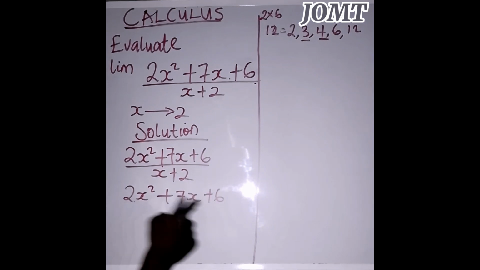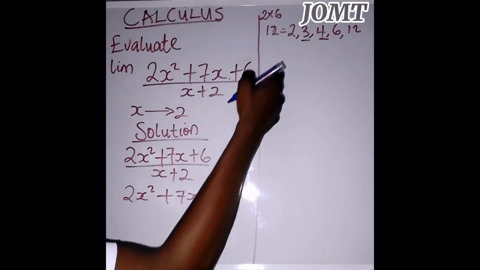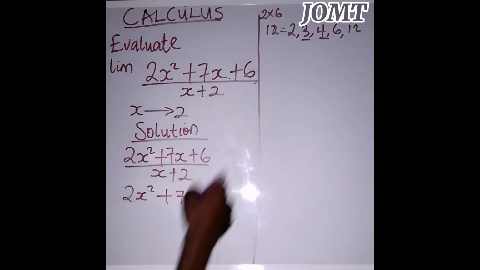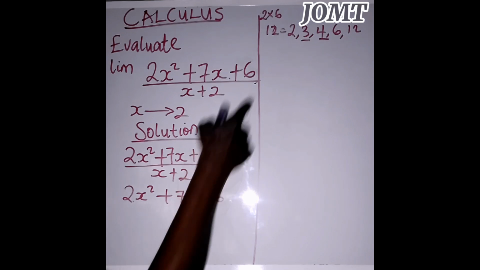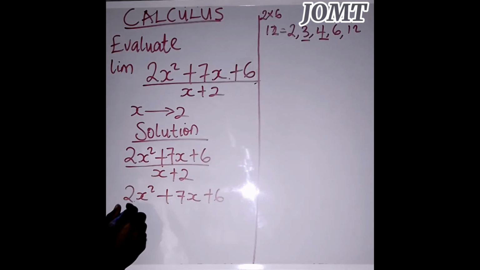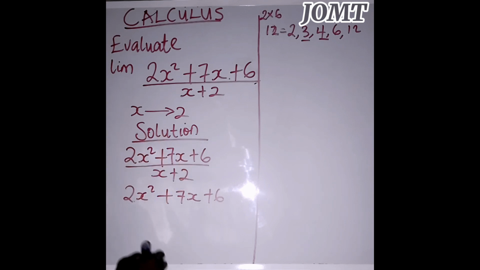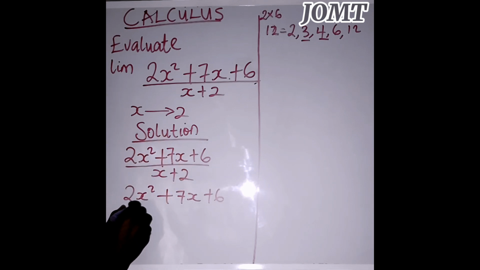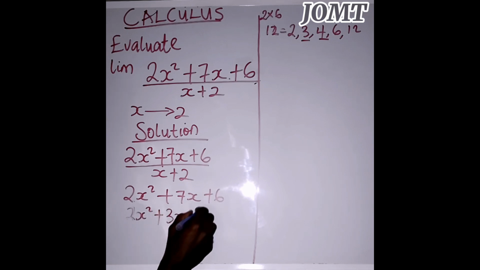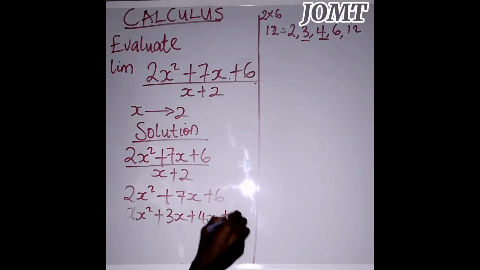The quadratic coefficient and the constant gave me 12. Then I look for the factors of 12, which are 2, 3, 4, 6, and 12. The two numbers that give me 7 are 3 and 4, so I'm using 3 and 4. I'm still working with the numerator from the limit. So I have 2x squared plus, 7x will be replaced by 3x plus 4x, plus 6.